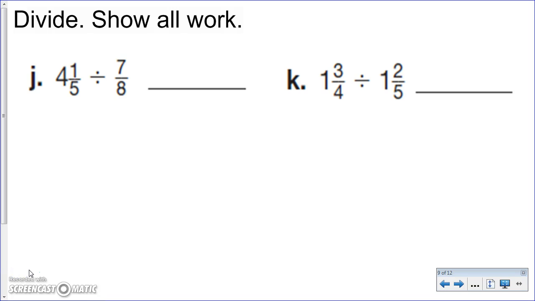Continuing on here with problem J, we have 4 1/5 divided by 7/8. So the first thing we're going to do is get 4 1/5 into an improper fraction. So 4 times 5 is 20, plus 1 is 21. So we get 21/5. Now we need to multiply by the reciprocal of 7/8, so that becomes 8/7.